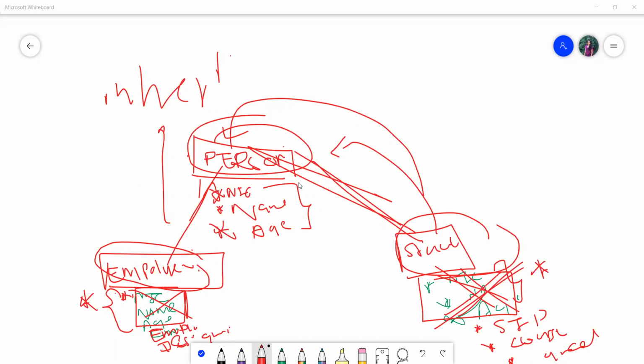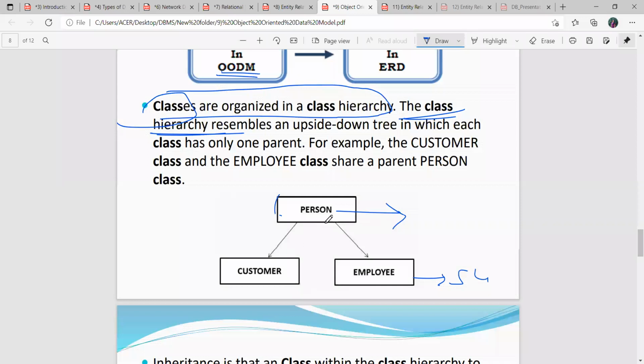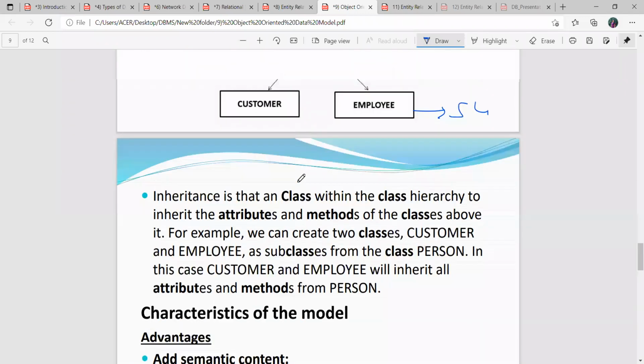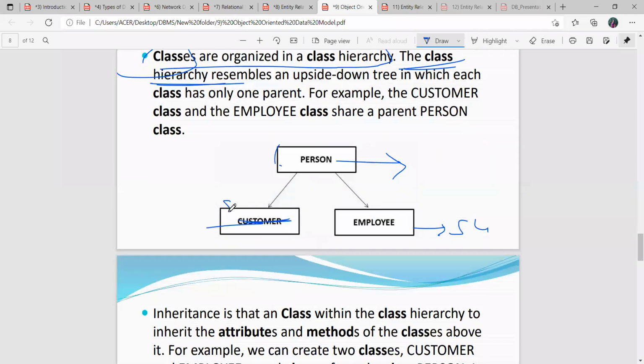I think you are going to discuss more and more in Java. It's object-oriented programming. So this is about classes and the inherited properties. You can see classes are organized in a class hierarchy. For example, the customer class and employee class share the parent person class. So you can see the same example; I'm going to replace it with student. This is the common class, that means this class has common attributes for both classes.